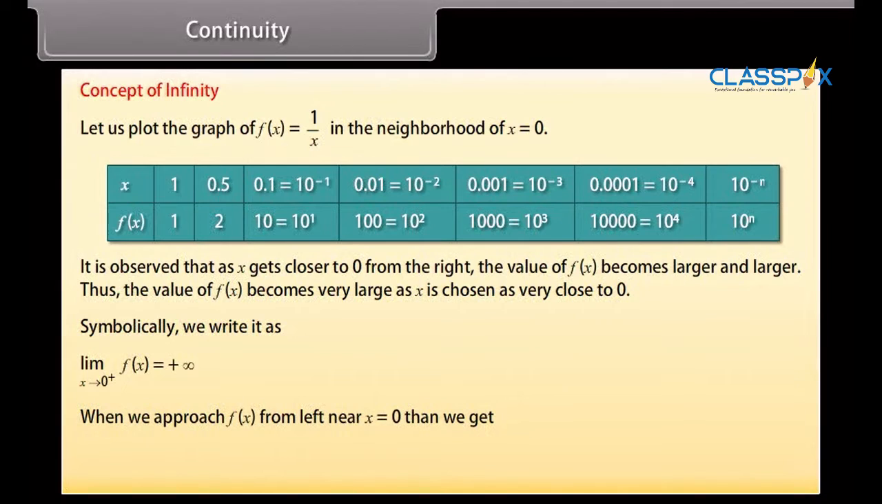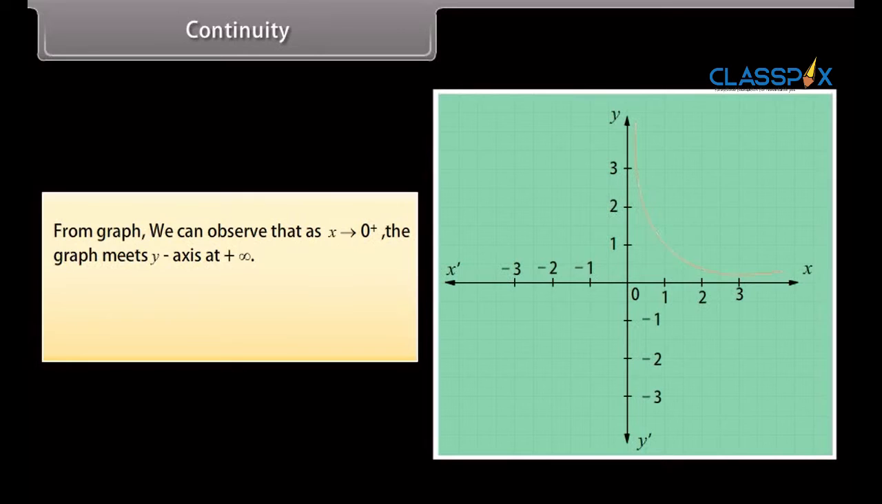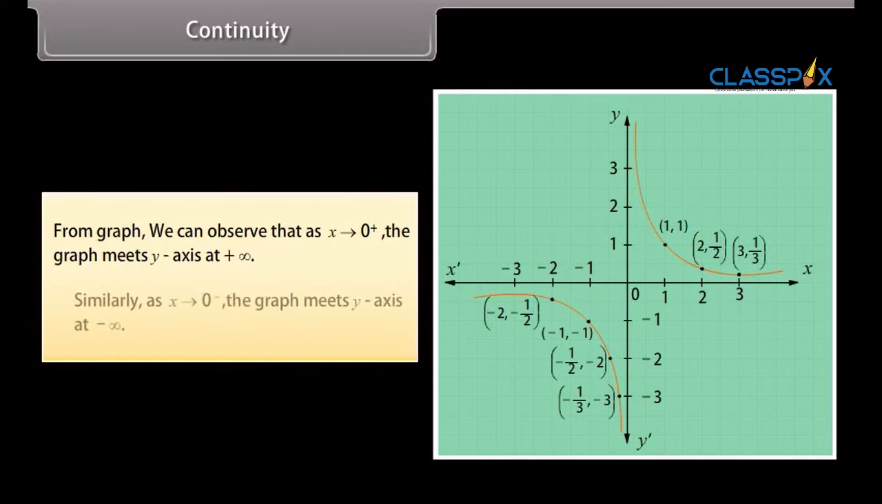When we approach from the left near x = 0, then we get limit x approaches 0 minus of f(x) = minus infinity. From the graph, we can observe that as x approaches 0 plus, the graph meets the y-axis at plus infinity. Similarly, as x approaches 0 minus, the graph meets the y-axis at minus infinity.